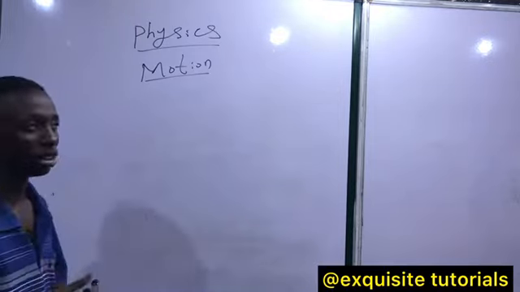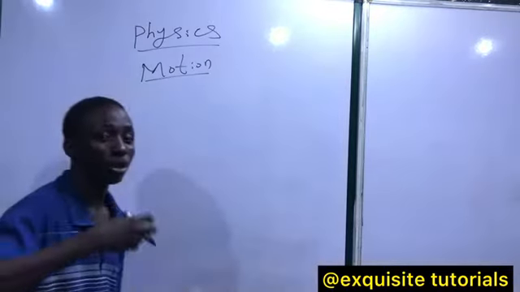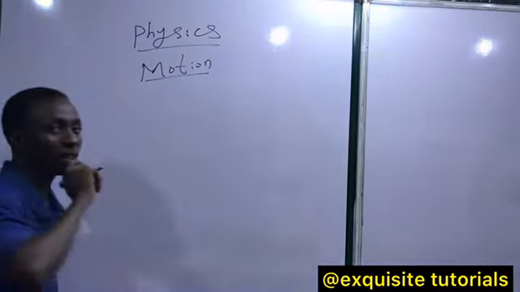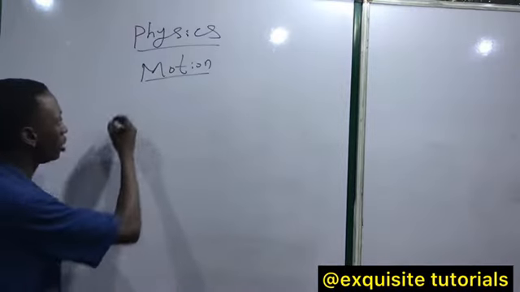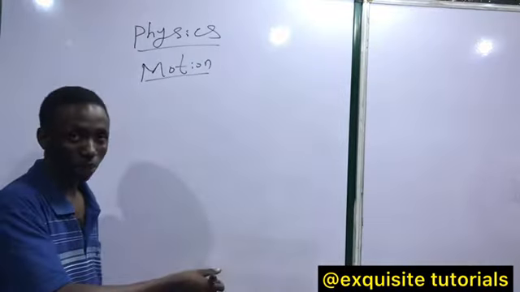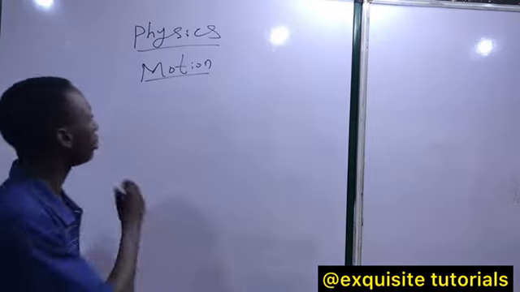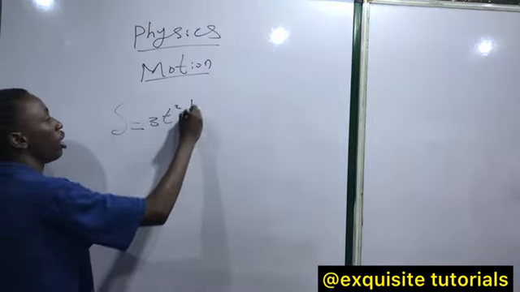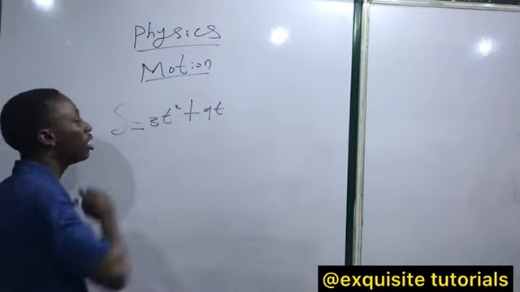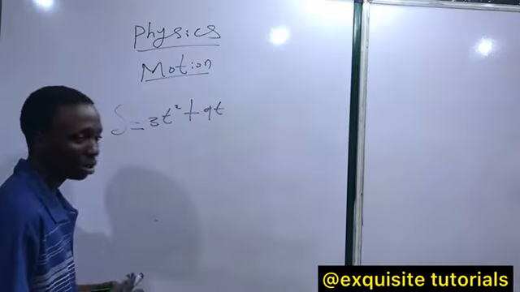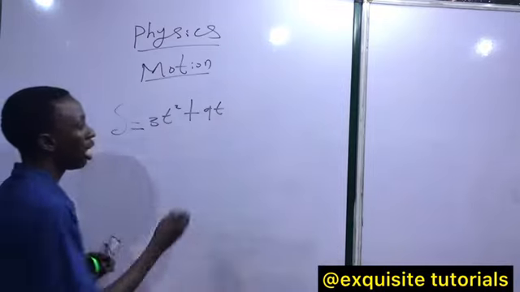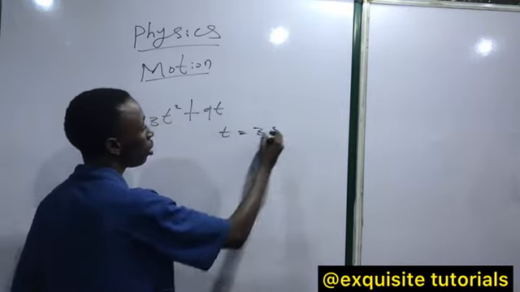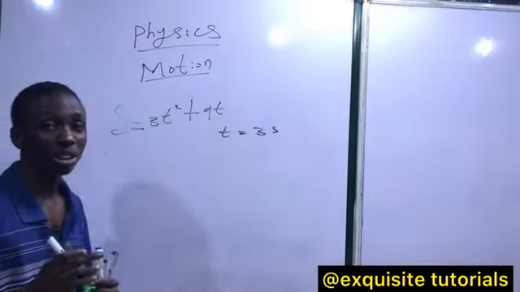Now let's say we have something like this. Let's say they give us the distance of a body relating to time. Let's say the distance covered by a body in time t is given by s is equal to 3t squared plus 9t. He said calculate the velocity of the body at t is equal to 3 seconds. Now this is a typical case of instantaneous velocity.